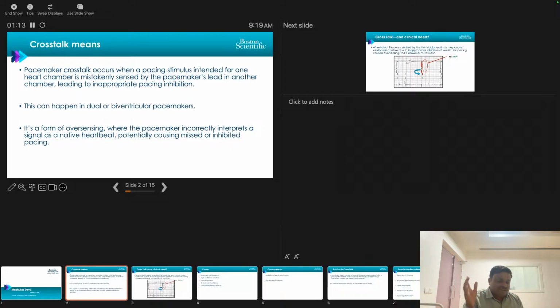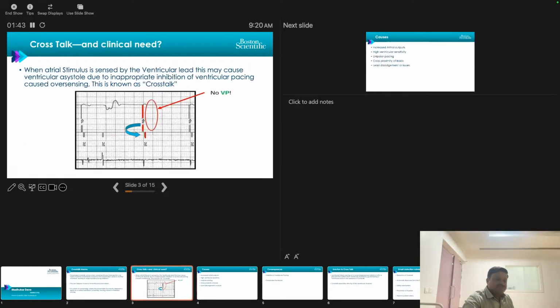We will observe there will not be any ventricular activation, followed by a loss of conduction and consequent problems. The patient may have syncope, fainting, and other symptoms. This can happen only in dual chamber pacemakers or in biventricular pacemakers. It is a form of oversensing where the pacemaker incorrectly interprets a signal as a native beat, potentially causing missed pacing or inhibition from the pacemaker side.